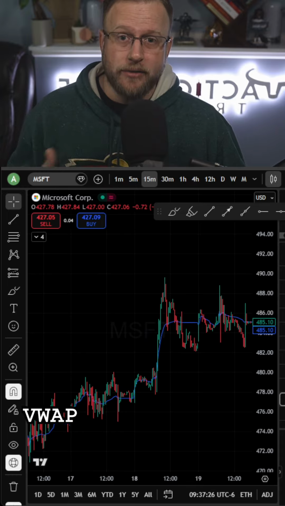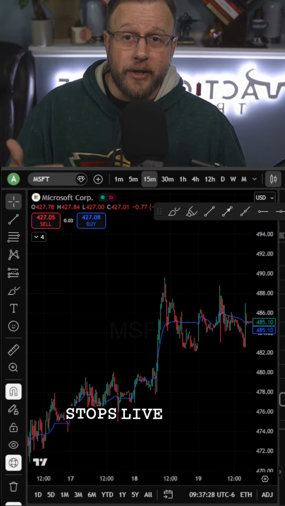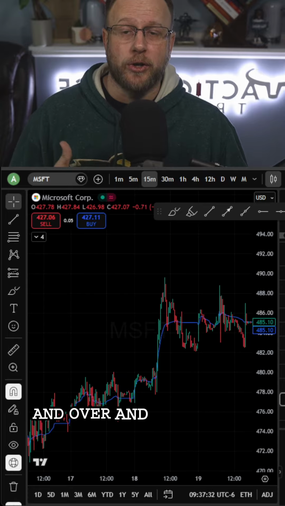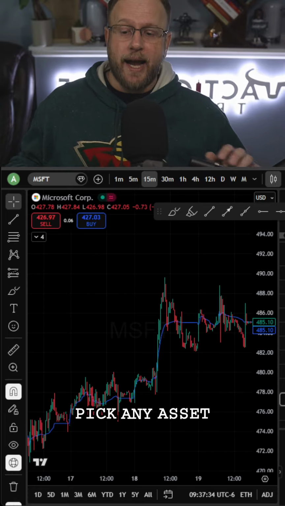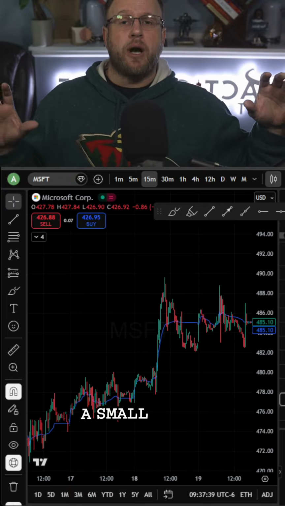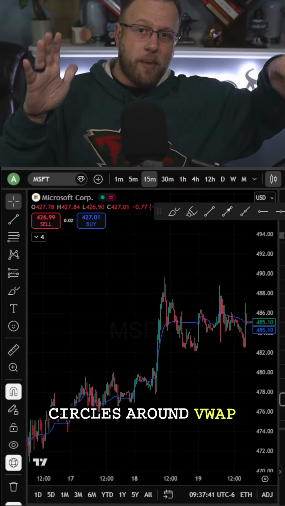So thirdly, VWAP is a liquidity zone. Stops live there, re-entries live there, and that's why price keeps revisiting it over and over again. Pick any chart, pick any asset, put standard daily session VWAP on there, and zoom out on a small chart. You'll see it just circles around VWAP constantly.